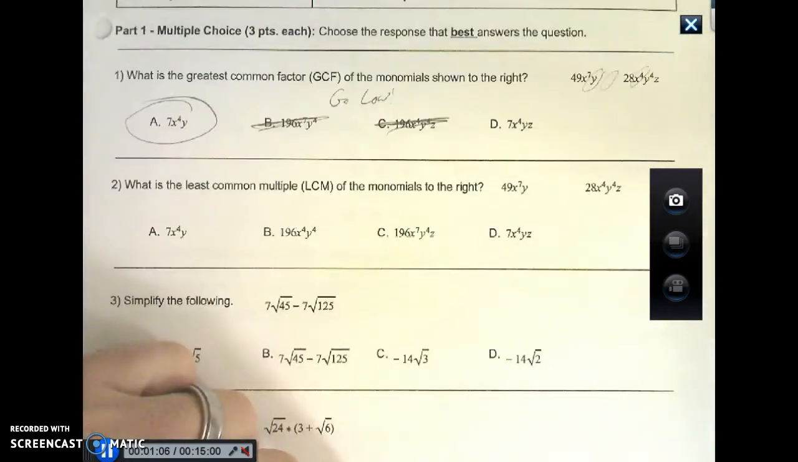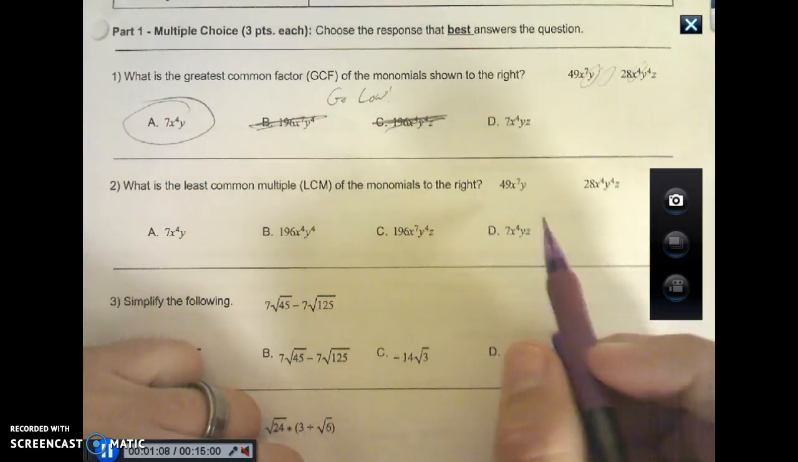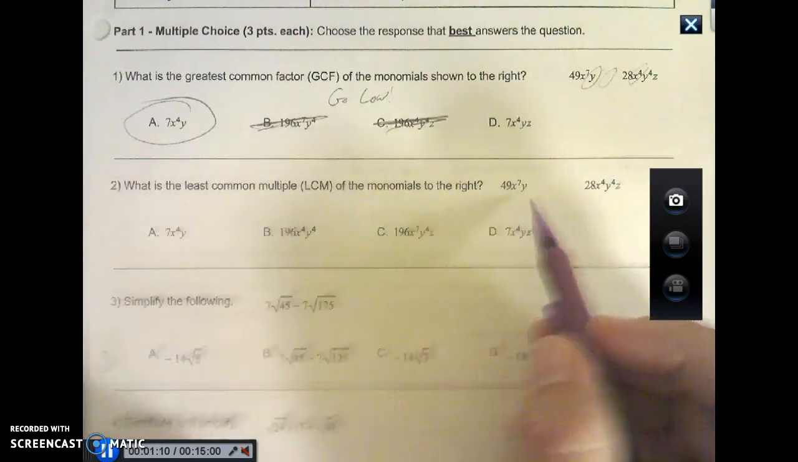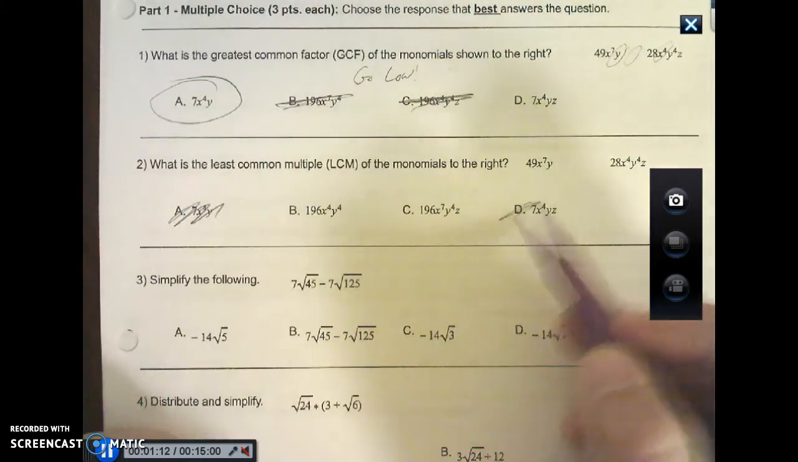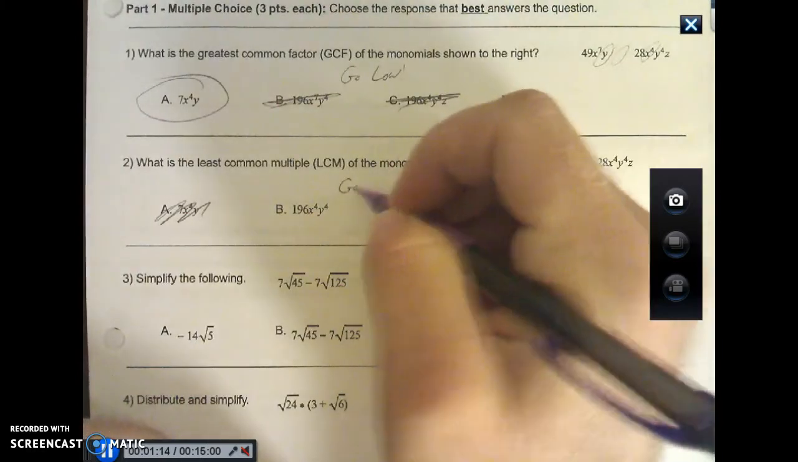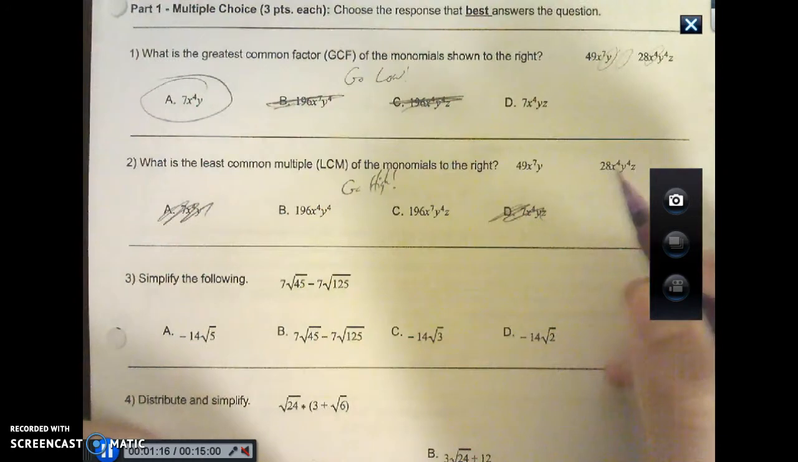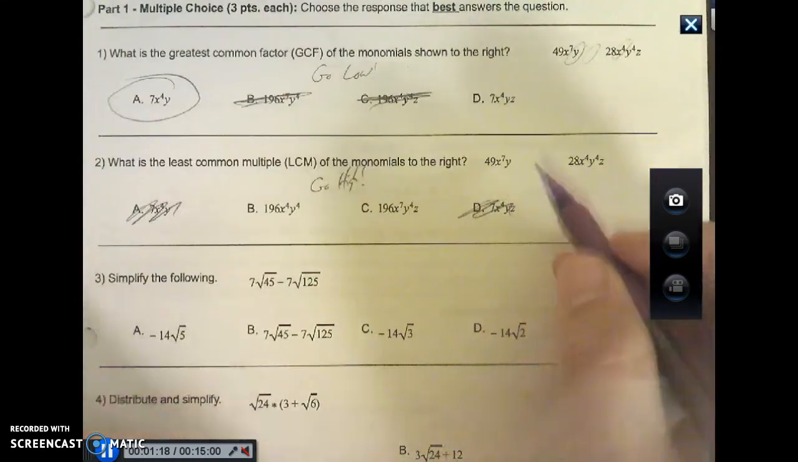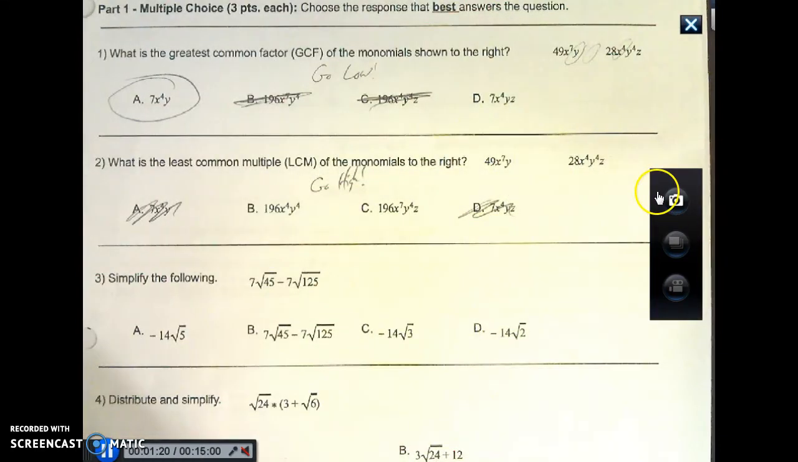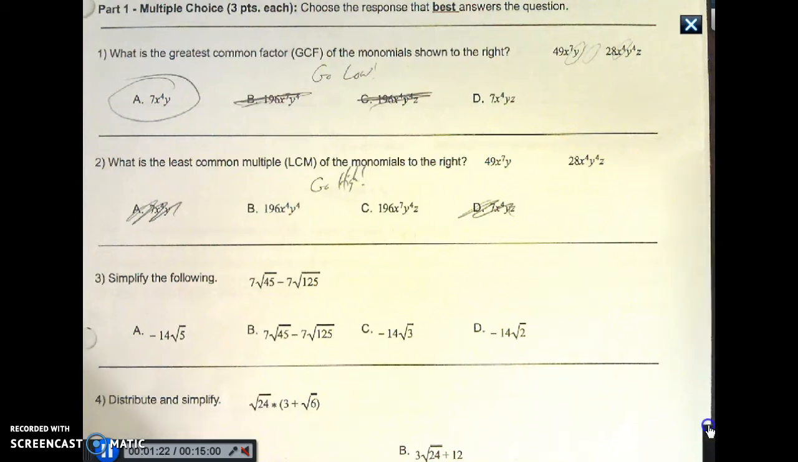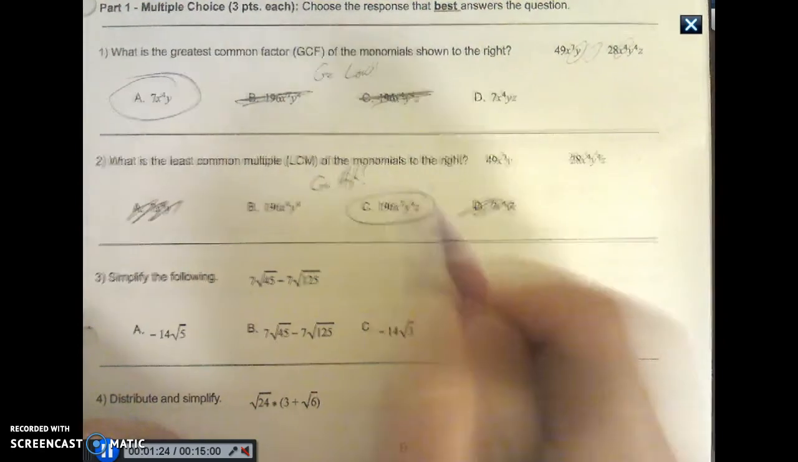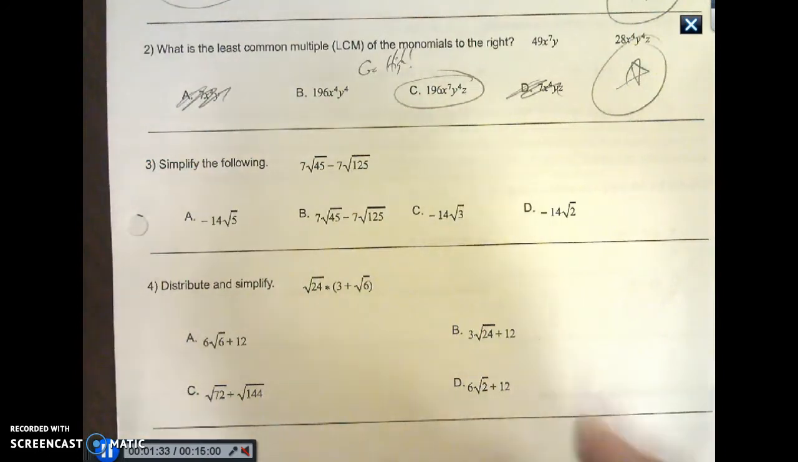Number 2, what's the least common multiple? Okay, again, I can put things in a calculator. If I do that, I'm going to get 196. So we go high for LCM. Between x to the 7th, x to the 4th, okay, the higher one's x to the 7th. So right away, I know that it's just 196x to the 7th. Guys, these are easy problems. Please make sure you cash in on them. I know you can do it.